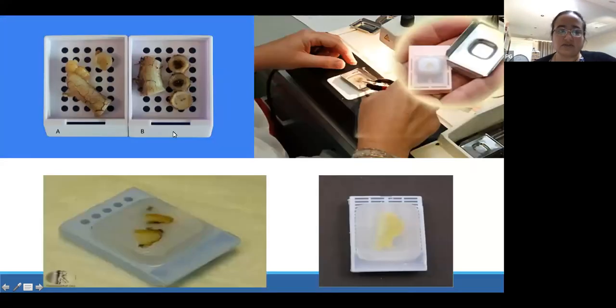So sorry about that. So we would put this into cassettes, and then those pieces get processed, where the water gets removed and replaced with xylene alcohol fixative. And then those pieces of tissue get embedded into paraffin wax, and then it comes out like a block like this. And this is where the pieces of tissue are set in position.